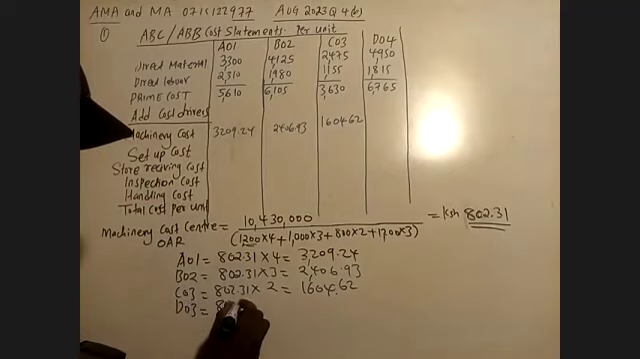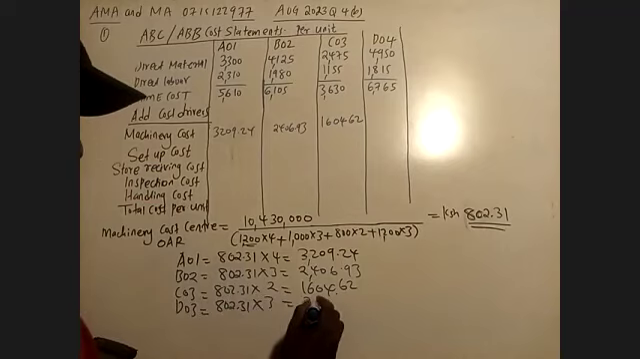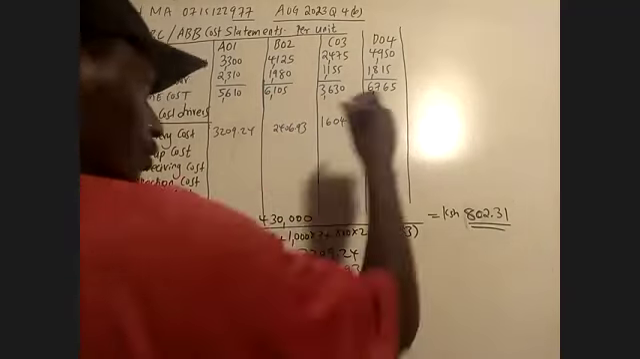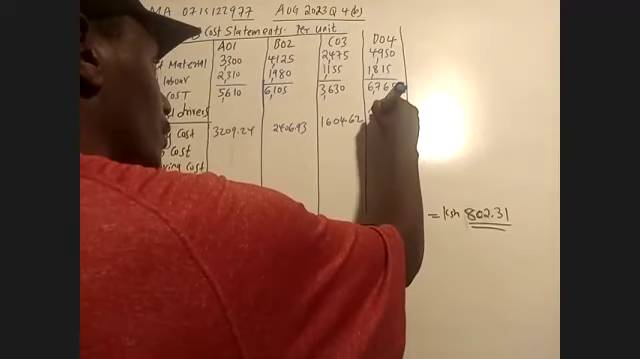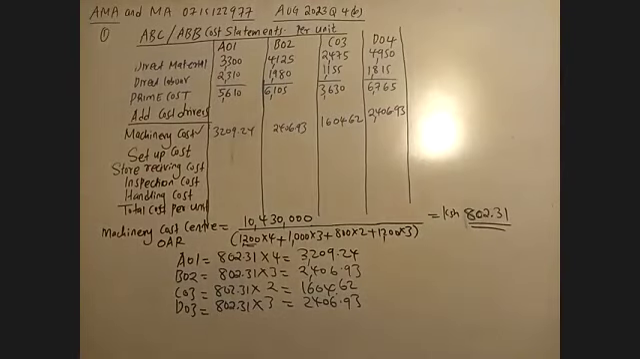And then for D03, it is 802.31 multiplied by 3, which is 2406.93. We have finished machining cost.